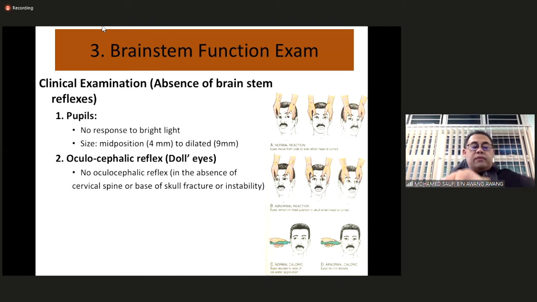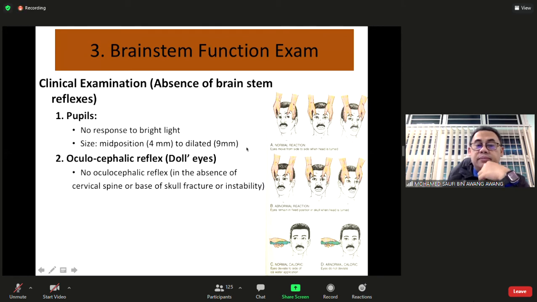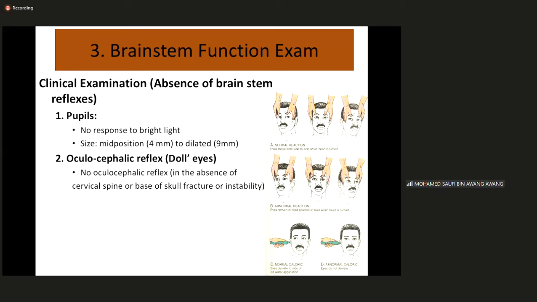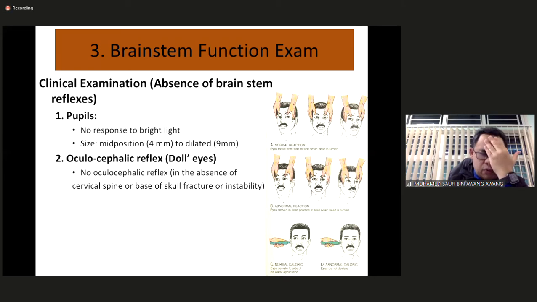Number two is the oculocephalic reflex, or sometimes we call it doll's eyes. If you look at the picture next to this slide, you will turn the head very fast, then you see whether the eye moves. In a normal person like me and you, because we are not brain dead, when we turn our head, for example, to the right, our eye will try to maintain our gaze towards the midline. So you will see that the eye will move towards the midline. That is a situation where our brainstem function is still intact. But in a brain dead patient, once you turn the head towards the right, the eye will follow to the right. Once you turn the head towards the left, the patient's eye will move towards the left. That means there is absence of the oculocephalic reflex.